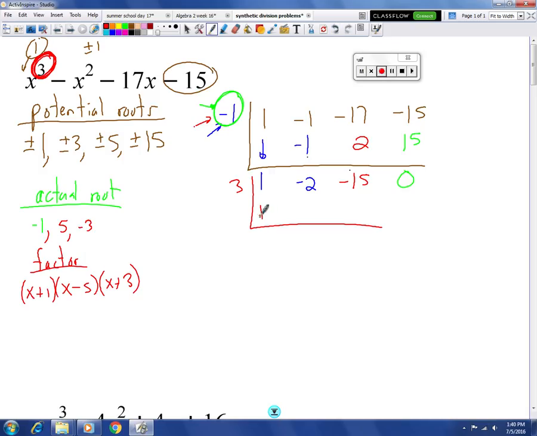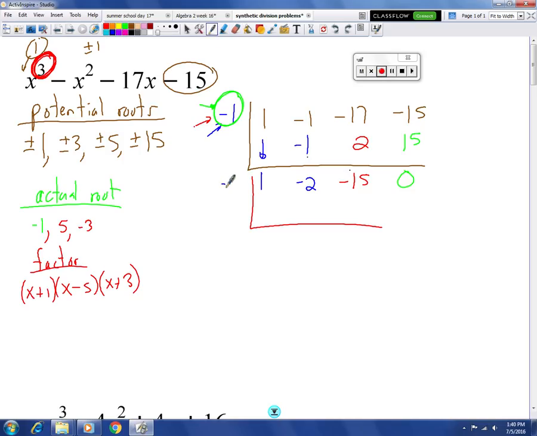Alright, we drop our first term, 1. That 3 times that 1 is a 3. Negative 2 plus that 3 is a 1. Okay, that 3 on the outside times that 1 is a positive 3. And alright, we get a negative 12. That's not a 0. So, yeah, we're showing that positive 3 is not a root. Okay, we knew that earlier.